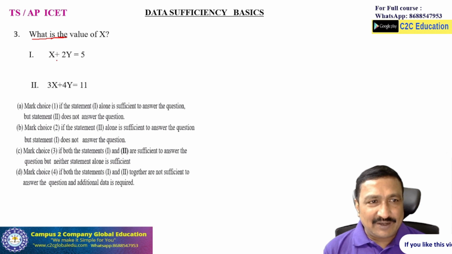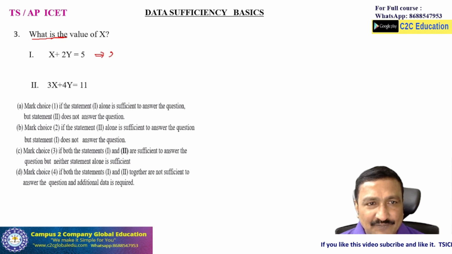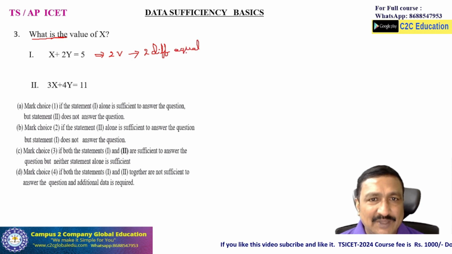Look at the first statement. What is the first statement? x plus 2y is equal to 5. Clearly, according to subject knowledge, in simple equations, whenever there are two variables, we require two different equations. This is the subject knowledge. Whenever two variables, we require two different equations to solve x and y values, right?